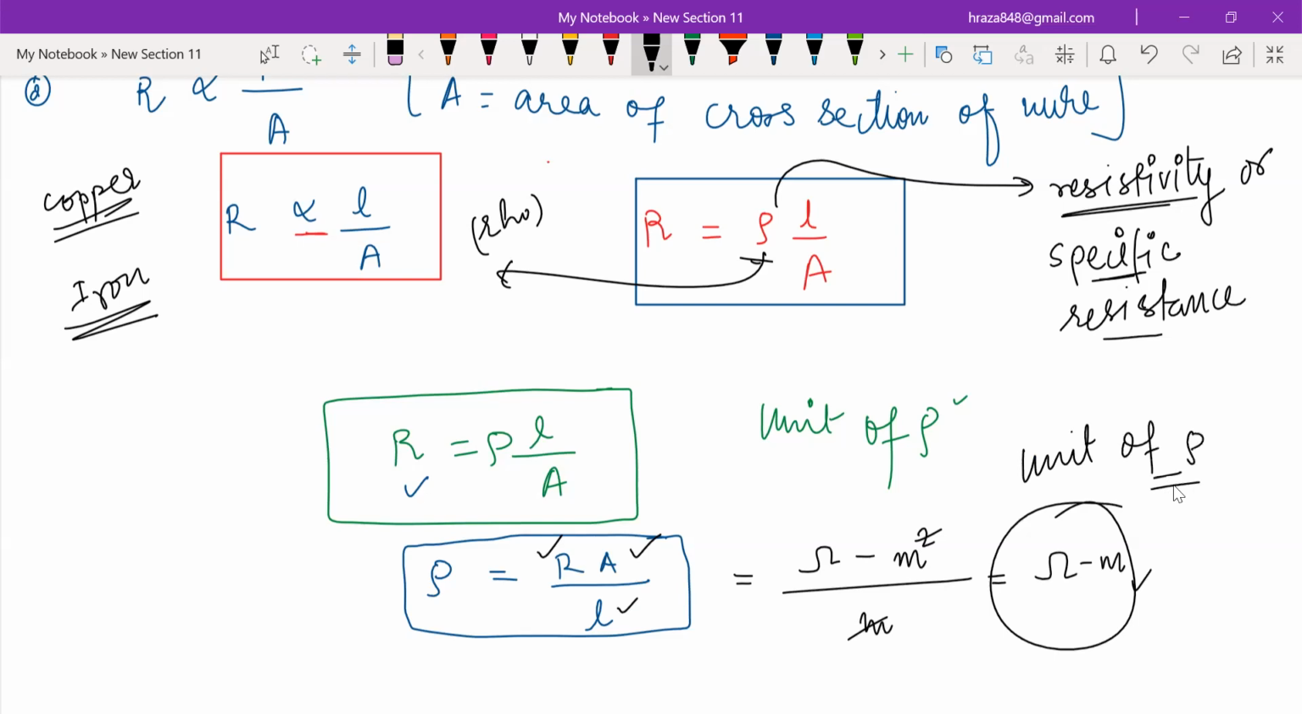And what is it called, sir? Ohm meter. This is ohm, this is meter. Ohm meter or ohm minus meter? No, this is a hyphen. Ohm-meter. Are you getting my point? Yes, sir. Yeah, hyphen.